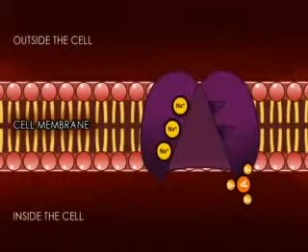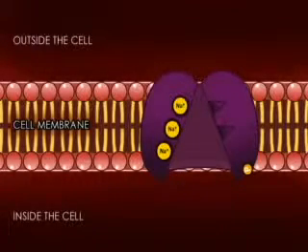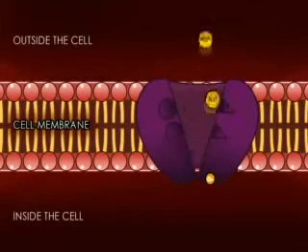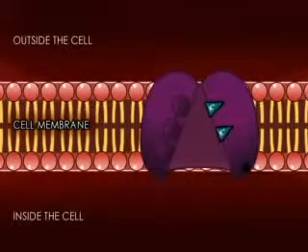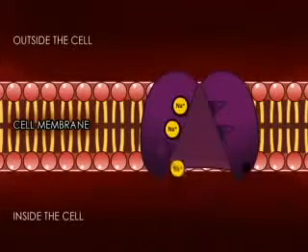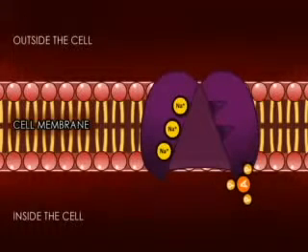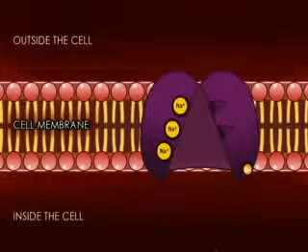In this pump, 3 sodium ions bind on the inside of the carrier protein, causing the ATPase function of the protein to become activated. The ATPase then cleaves one molecule of ATP and splits it into adenosine diphosphate and high-energy phosphate. This energy is believed to cause a conformational change in the protein carrier molecule, releasing the sodium ions to the outside of the cell and the potassium ions to the inside of the cell.